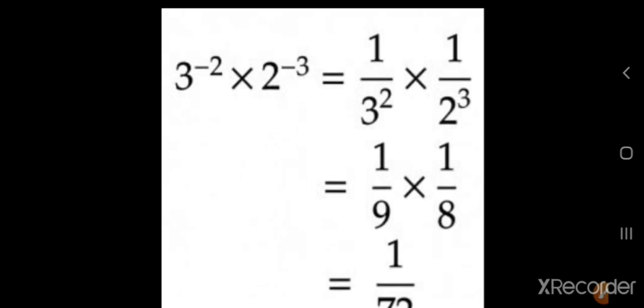Okay, let us see the solution now. Okay. So 1 by 9 into 1 by 8 equal to 1 by 72. Got it?